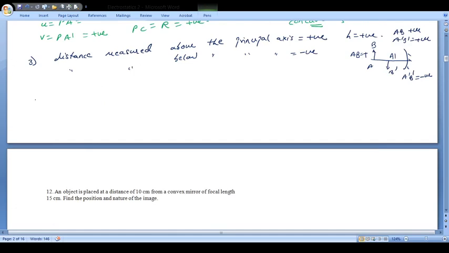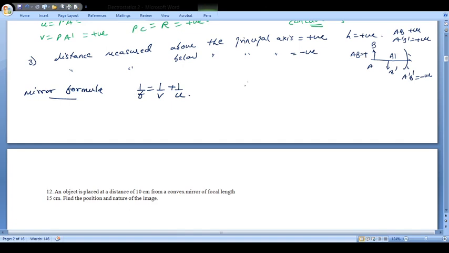Now we have what is known as the mirror formula. When you talk of a mirror formula, it is a formula which relates image distance, object distance and the focal length. So here you have the mirror formula, 1 upon f is equal to 1 upon v plus 1 upon u. So remember, this is what is known as the mirror formula.